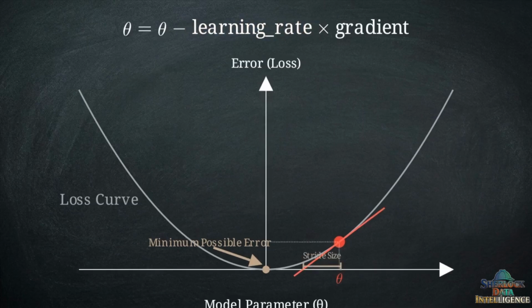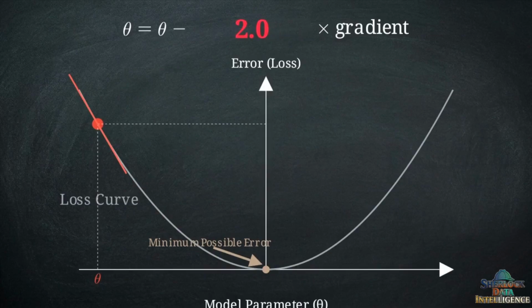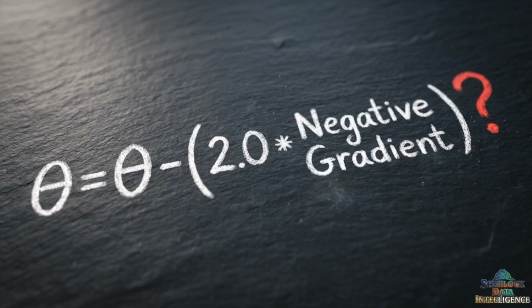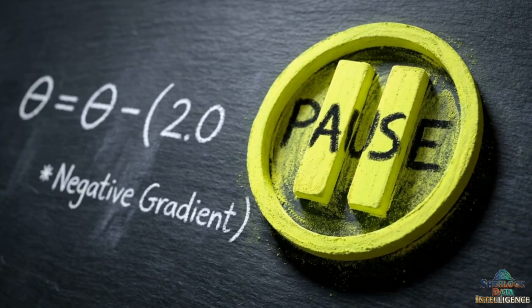Let's see what happens if we get impatient. We will place our dot high on the left side of the curve, giving us a negative slope. Then we crank the learning rate up to a massive number. What happens when you subtract a negative gradient multiplied by a huge learning rate? Pause the video and calculate where the new position of theta will end up.